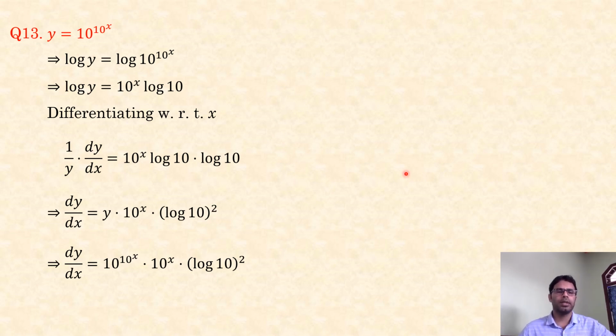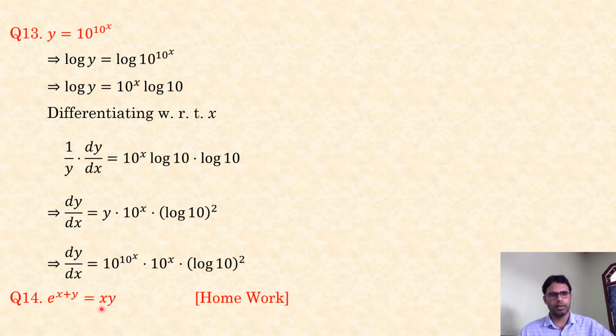So we take the next question. e to the power x plus y is equal to x into y. Homework. Take log. So x plus y comes in front: x plus y log of e, and log e is 1. So simply the left hand side is x plus y and the right hand side is log x plus log y. Then take differentiation. Collect the dy dx terms in the left hand side. Take dy dx common. Then dy dx is equal to, take the division on the right hand side, and that will be the answer for the question. So you can solve this problem yourself.